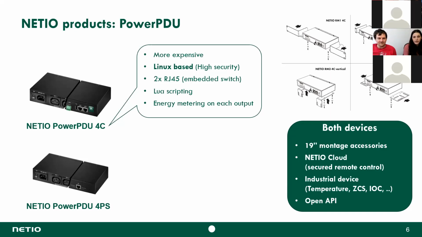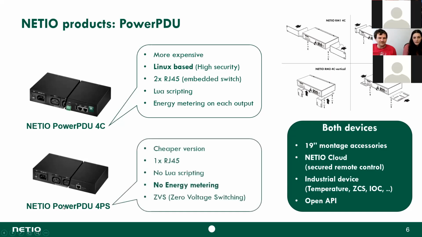I think it's the most important difference because the Power PDU 4C doesn't have energy metering, and there is no Lua scripting. There is only one RJ45, and there is zero-voltage switching.